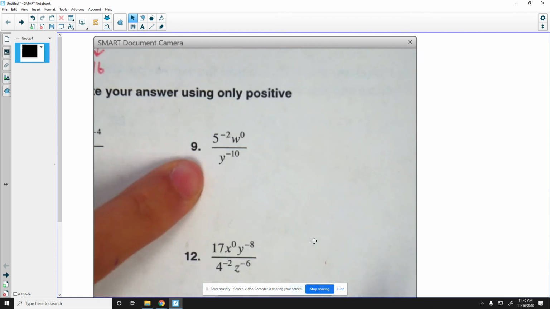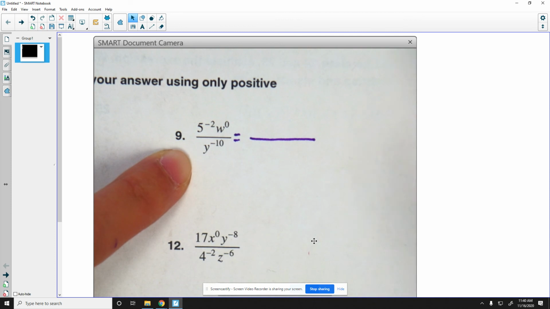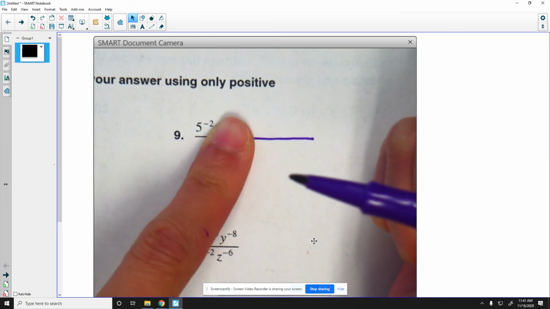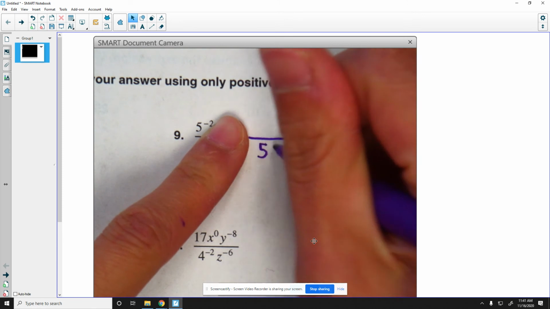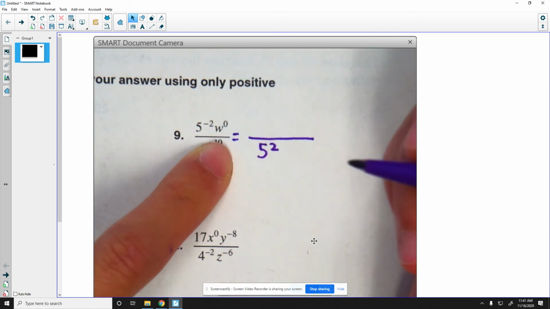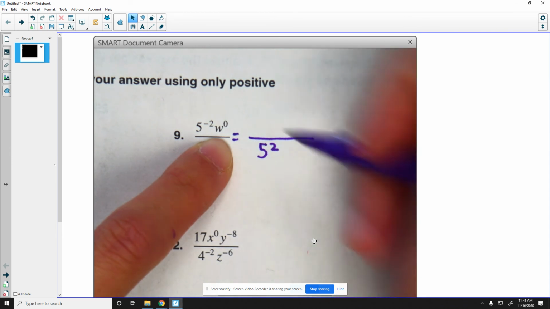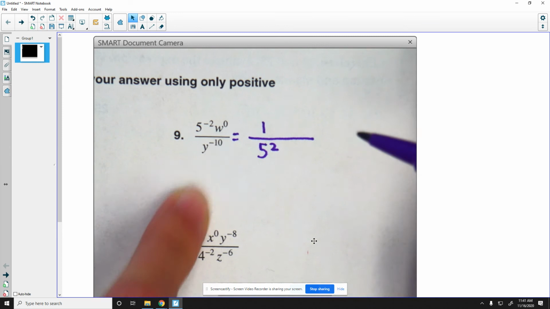Now let's go to number 9. Okay, now we're getting a little bit more complicated because there's lots of stuff going on. So when you have lots of stuff going on, take it one by one. Okay, so let's start with this. 5 to the negative 2, top or bottom? Bottom, because there's a negative exponent. Okay, W to the 0, what happens to it? 1, so it disappears, right? It basically disappears. I could put a 1 at the top, but what's the point? Timesing it by 1 later, I'm just going to have to make the 1 disappear.